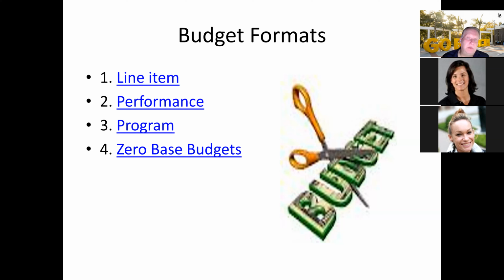Then the fourth type of budget format is what's known as a zero-based budget. This also emphasizes the planning feature of a budget document. And in zero-based budgeting, we do not just assume that we're going to continue funding all the same activities year in and year out. We require that agencies go back and re-justify what they're spending their money on.